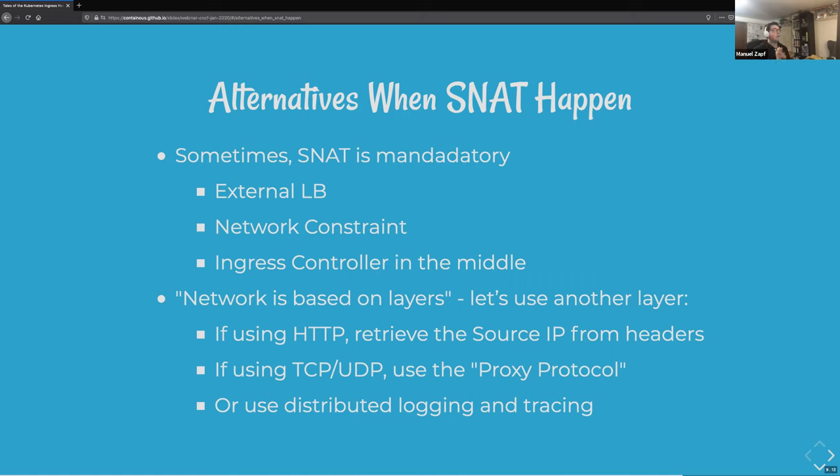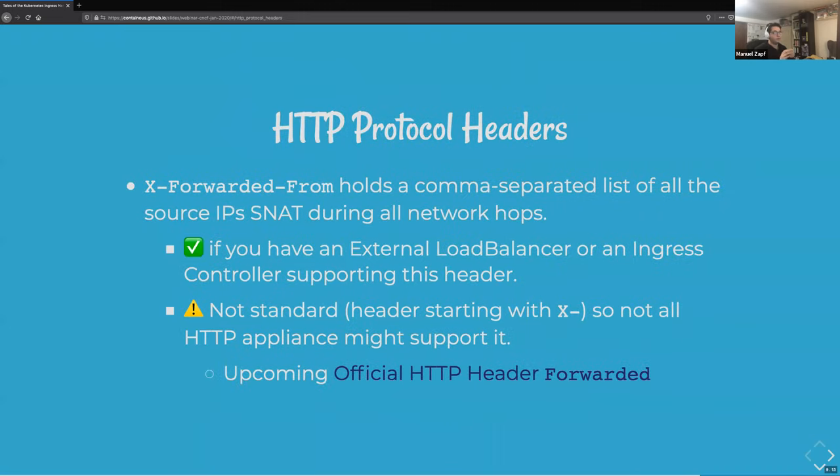But as we already figured out, network is based on layers. So we have 7 layers by default in the network. And maybe, why don't we try to tackle this issue by moving it to another layer? So in case of using HTTP, which is also the prime citizen of Ingress, for example, we can retrieve the source IP from the actual headers. If we're going for TCP or UDP, we could use the proxy protocol, which might help us in this case. Or also an option would be to use distributed logging and tracing, because our manager just wants to have it early in the cycle and the flow, and if we have it in other systems, that could also work as well. So let's have a look at the HTTP part first.